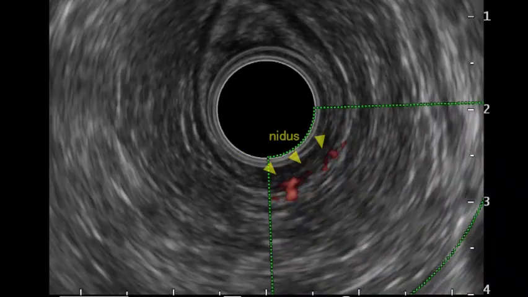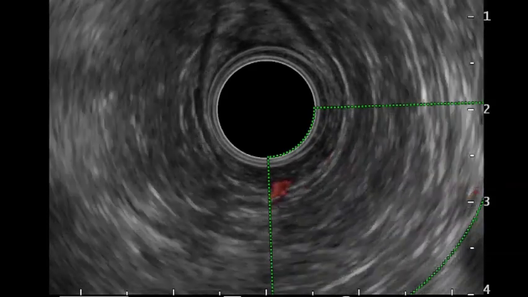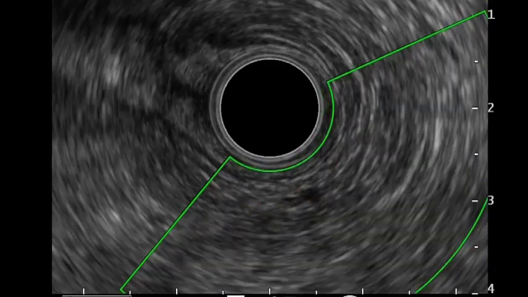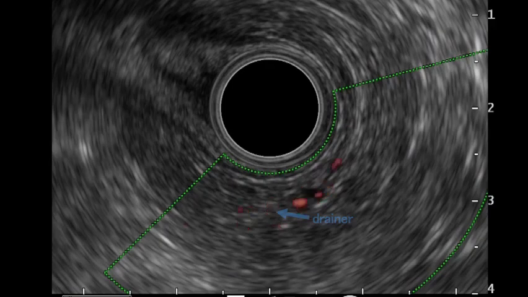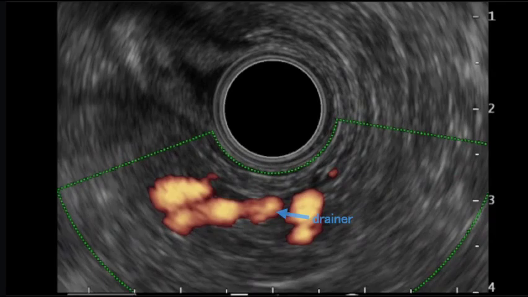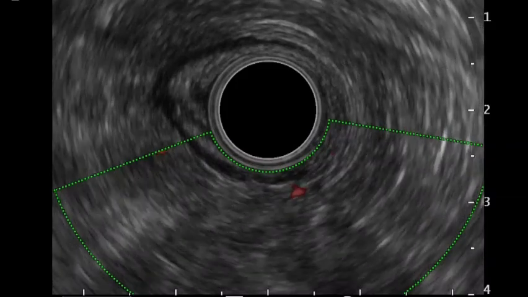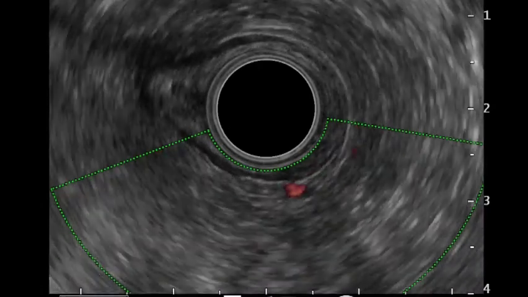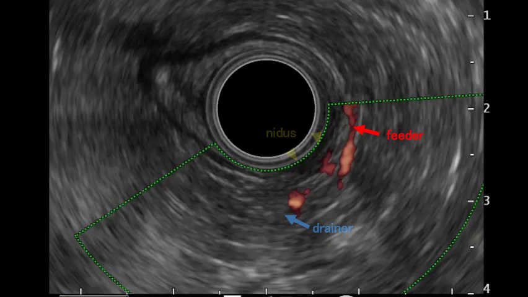The 6 o'clock vessel traveled toward the 8 and 9 o'clock positions and was a very large vessel. Therefore, we considered this to be a drainer. The 3 o'clock vessel exited the nidus, penetrated the muscle layer, and ascended in the 12 o'clock direction. Therefore, based on the diameter of the vessel, we thought that this was a feeder.